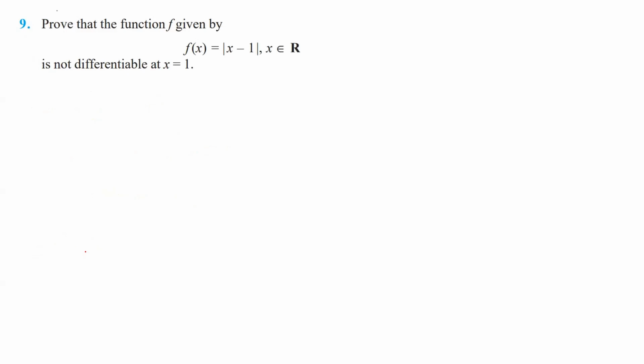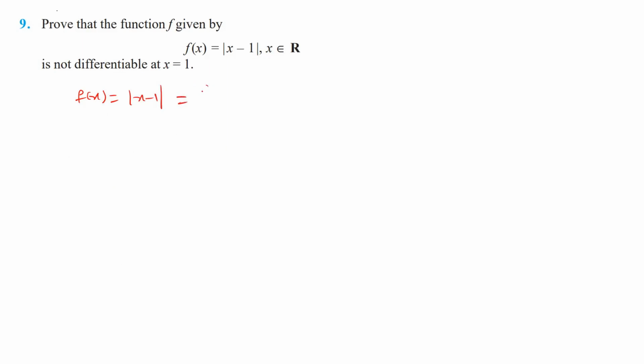Prove that the function f given by f of x equal to modulus of x minus 1, where x belongs to R, is not differentiable at x equal to 1. Okay, so first they have given here f of x is equal to modulus of x minus 1.